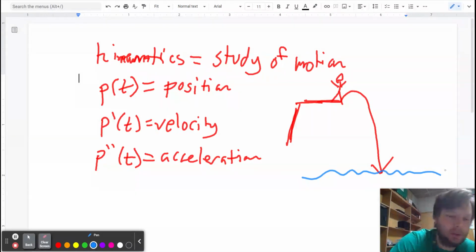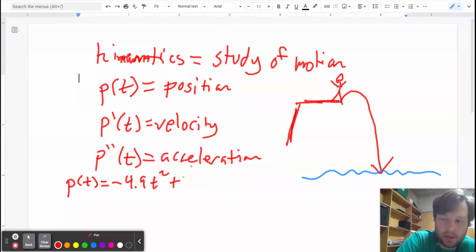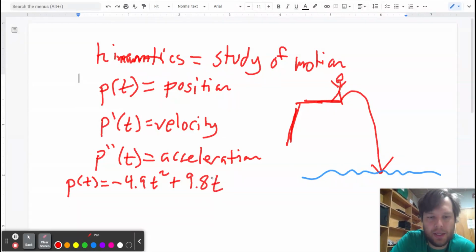We could model the position of this person with a function, and I'll use pretty realistic numbers. So their position could be modeled as negative 4.9t squared plus, I don't know, let's say they can jump up at 9.8t, and that they're on a 10-meter high platform. So if I plugged in 0 to this function, that would tell me their position at time 0.